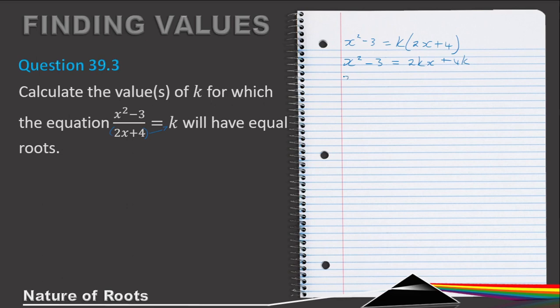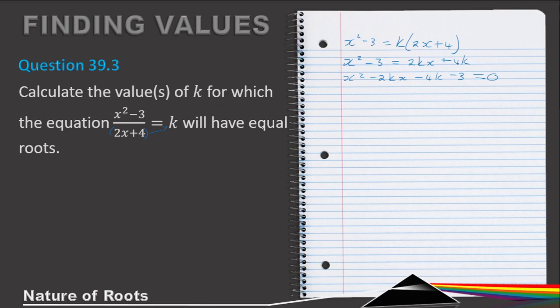Everything to one side: x squared minus 2kx minus 4k minus 3, and that is equal to 0. All right, and then just group the like terms together. We can see here that our a value is 1, our b value is minus 2k, and our c value is these two terms, minus 4k minus 3.